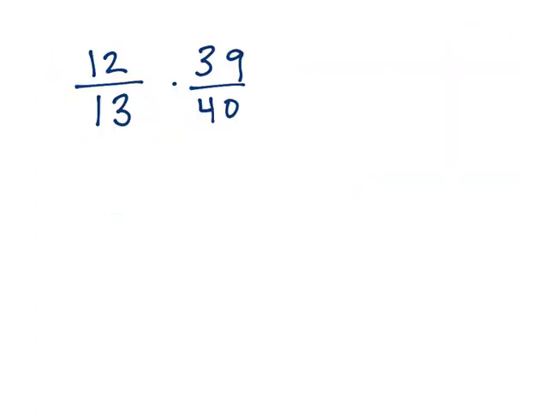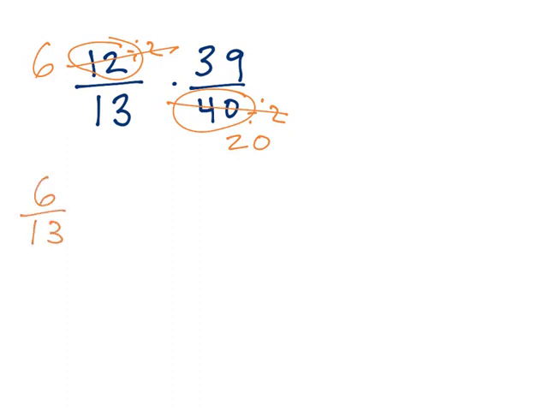That's the only benefit. So looking at this one, 12/13 times 39/40. Yikes. This one, if you multiply first, could get really big. And here's what I want to show you. If you say, hey, 12 and 40 are both even. Great, start there. Divide both of these by 2. 12 divided by 2 is 6. 40 divided by 2 is 20. Okay, let's just do that. So I have 6/13 times 39/20.